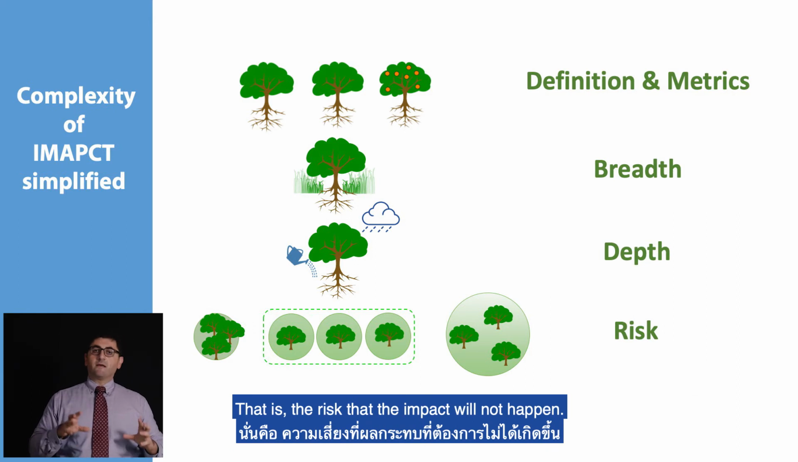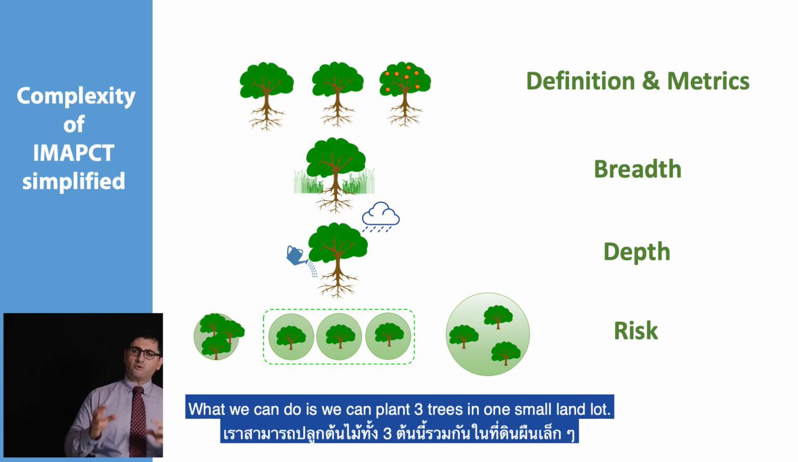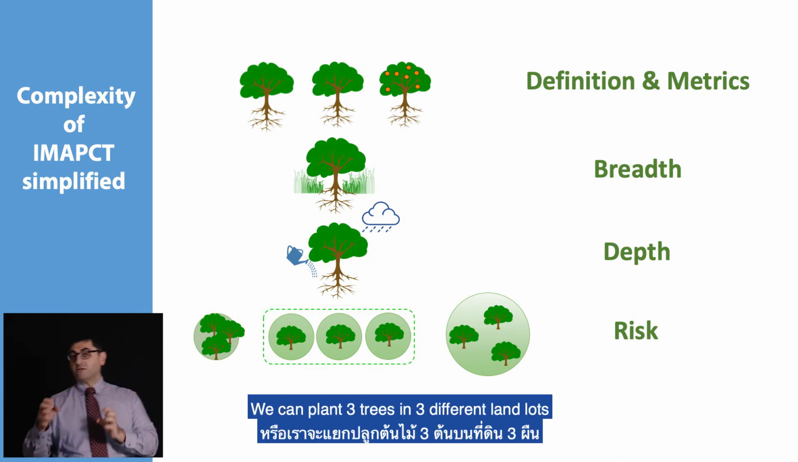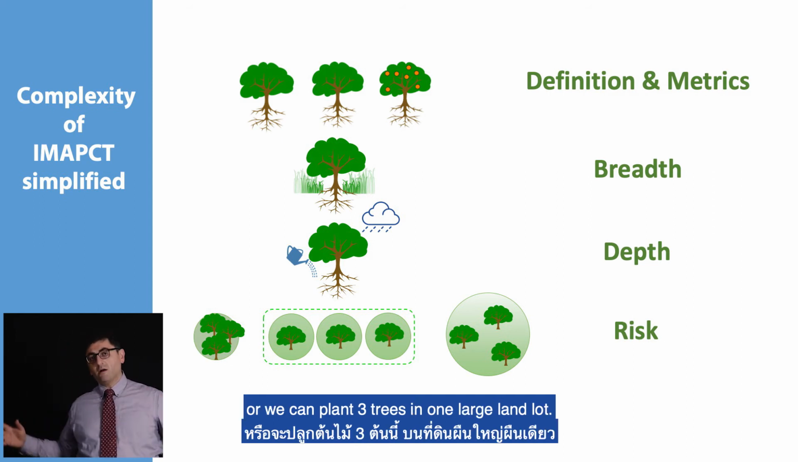That is the risk that the impact will not happen. To explain that, let's bring a simple case of planting trees. So what we can do, we can plant trees in one small land lot. We can plant trees in 3 different land lots, or we can plant trees in one large land lot.